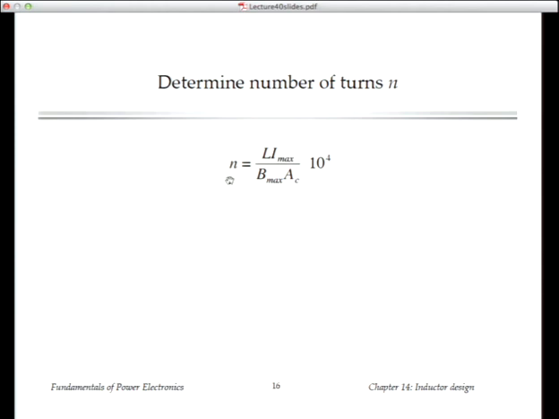Finally, we can solve for the number of turns N, so you plug into here. In this equation, L, I, and B max are in MKS units. AC is in square centimeters. So there's a 10 to the 4th factor to convert that to square meters, and then we get N. You have to really watch your units.